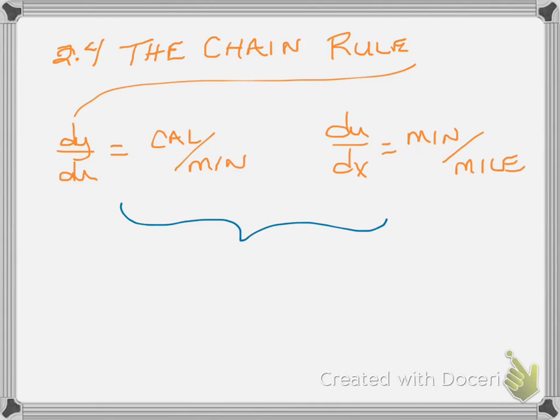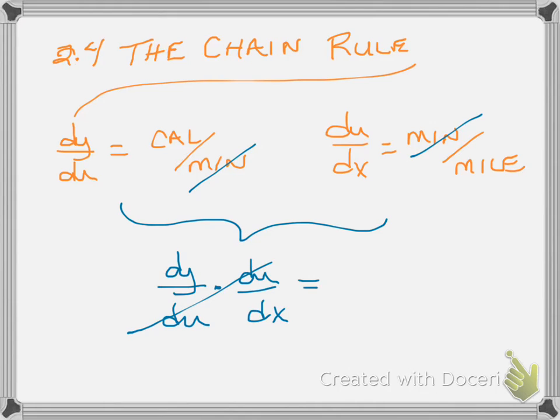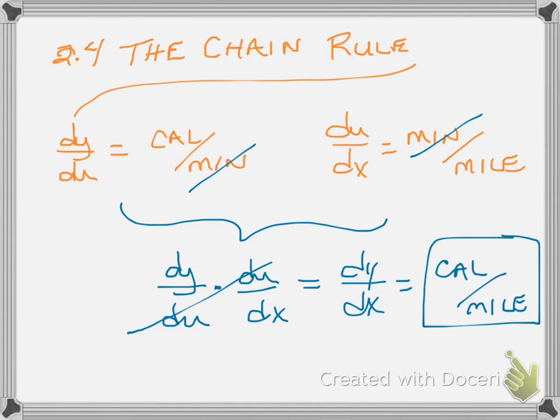That when we put the two together and we say, let's do dy/du times du/dx, right? We have units here that are canceling out, so in other words, minutes, and that leaves us with dy/dx represented as calories burned per mile. And that, in essence, is the chain rule. So now the question is, how do I apply that when I have an actual function in front of me? So let's take a look at an example.